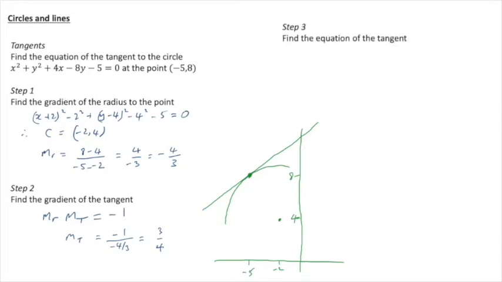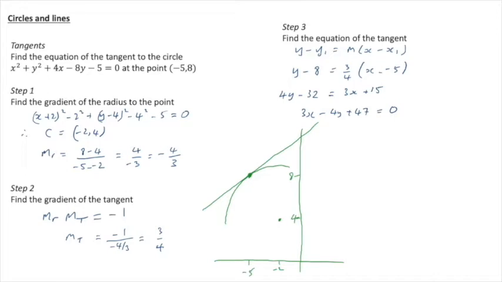Step 3 is find the equation of the tangent. So we use our trusty old friend, y minus y1 is m(x minus x1). We have all the values we need. (x1, y1) is the point (-5, 8), so they get popped in. m is the gradient, of course, 3/4 that we just worked out. Times 3 by 4 gives us 4y minus 32 is 3x plus 15. Of course, that minus minus becomes a plus. And that means we have 3x minus 4y plus 47 is 0.